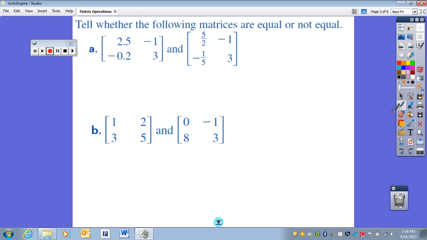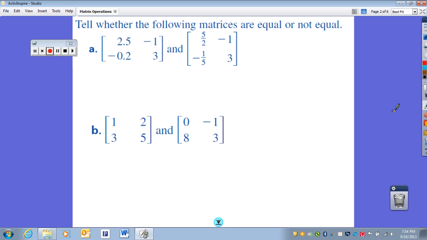The first thing that we want to talk about is how to decide whether two matrices are equal or not. The first thing we look at is their dimensions. In this case, both matrices are 2 by 2, 2 rows by 2 columns. So the size is equal. But in order for matrices to be equal, besides size, their elements or entries need to be exactly the same. So let's take a look.